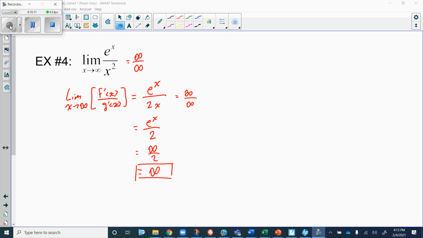All right, so here's an example that the limit of this particular function as x approaches infinity is infinity. And we did have to use L'Hopital's rule twice. The derivative of e to the x over x squared will give me e to the x over 2x, but that also gave me the indeterminate form, so I had to do L'Hopital's rule again. So the second derivative gave me e to the x over 2, and at that point we can do the substitution. E to the infinite power is infinity, so infinity over 2 is, we just say it's infinity.